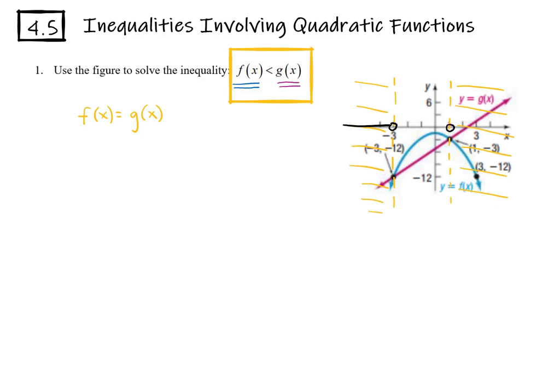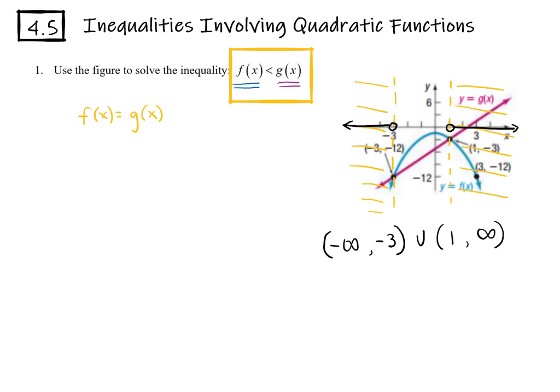And I'm not going to include my endpoints because at the endpoints, those functions are the same values. And I was asking when f of x is less than g of x, not when f of x is equal to g of x. So I know from looking at this, that would be from negative infinity to negative 3. We decided already that we're not going to include the endpoints. And then that's also going to be from 1 to infinity, not including the endpoints on that interval either.